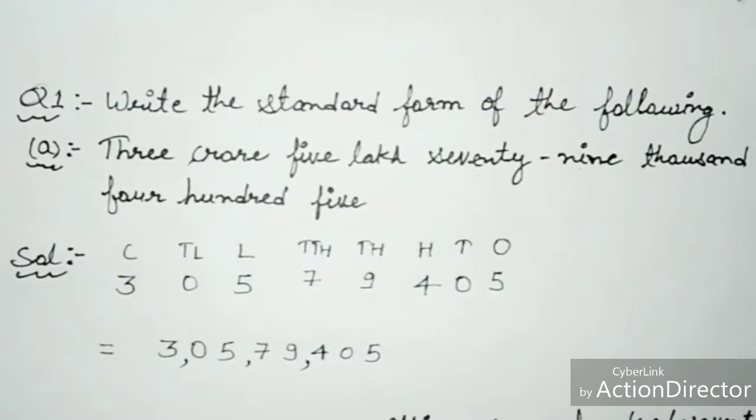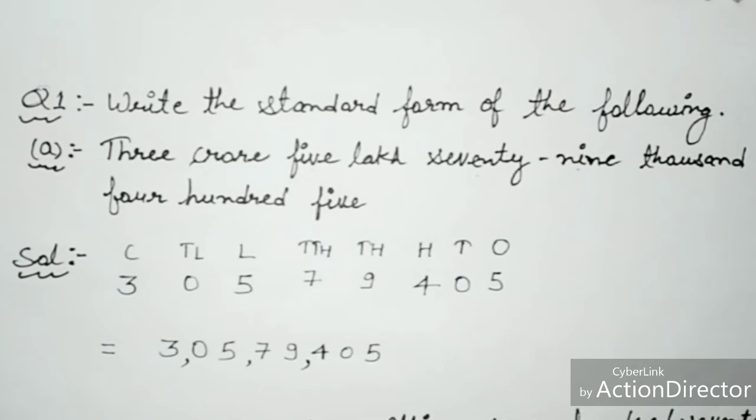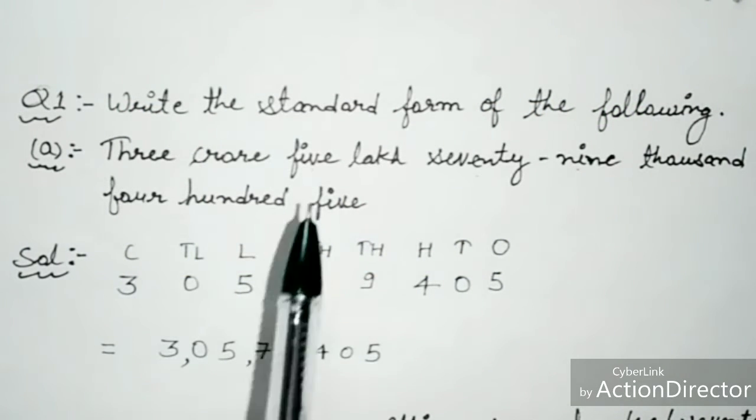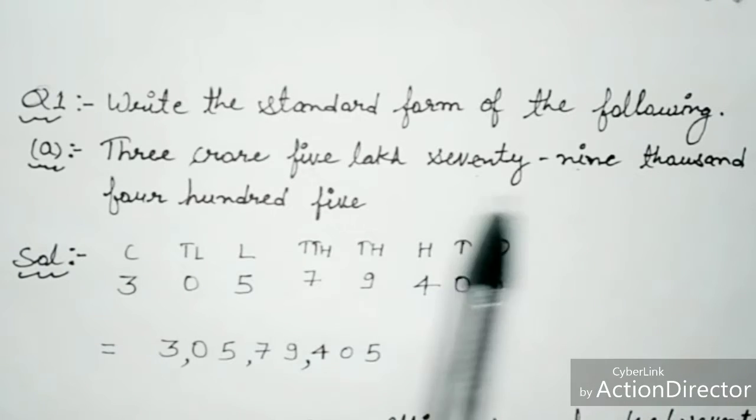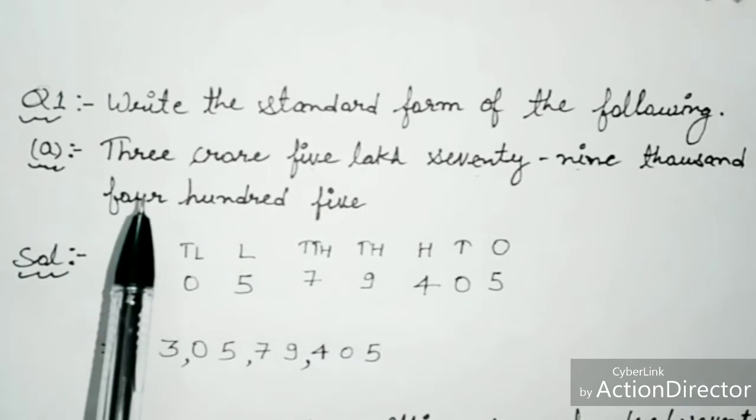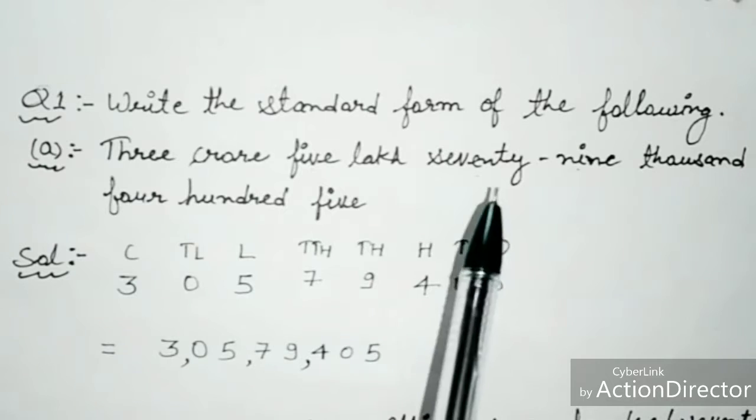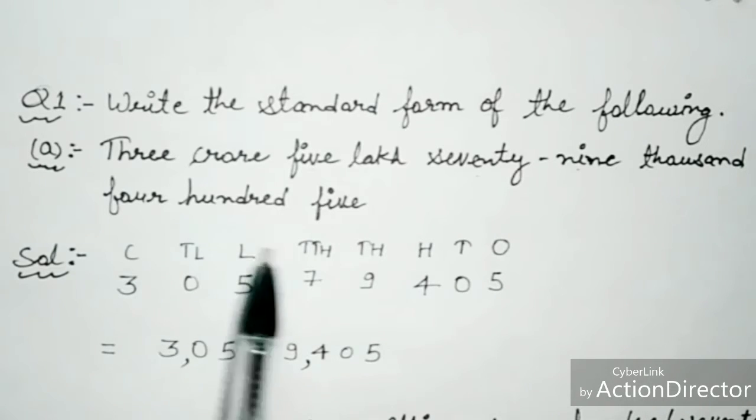Now here I solve some examples related to place values. Write the standard form of the following. Example number A, 3 crore 5 lakh 79,405. So we write this number in standard form.